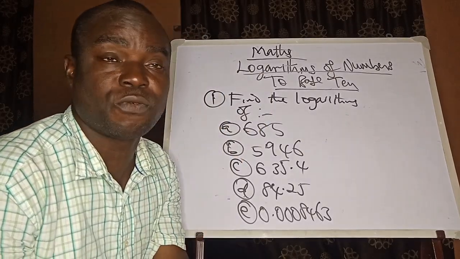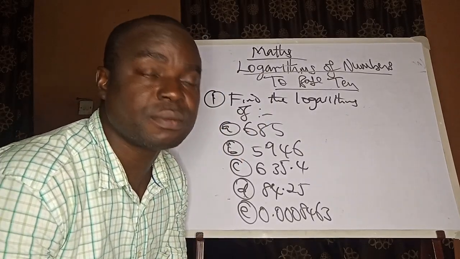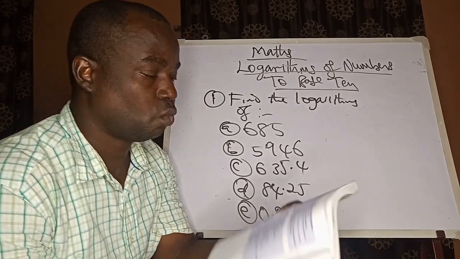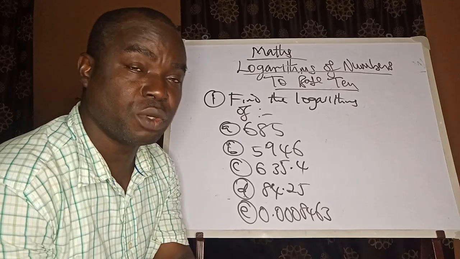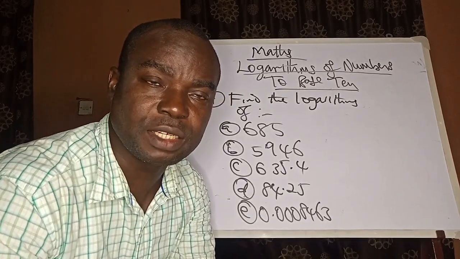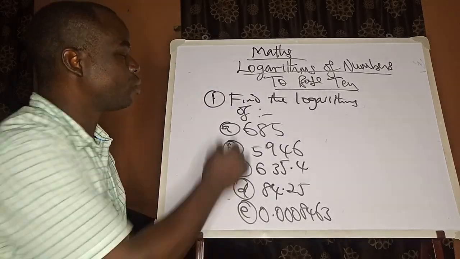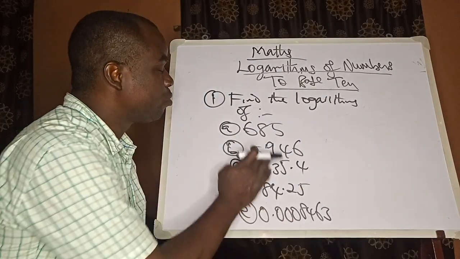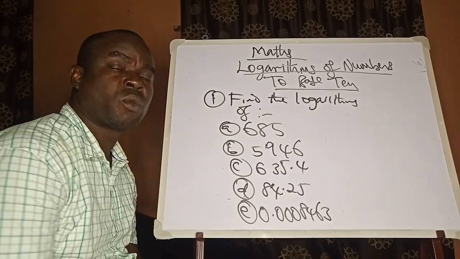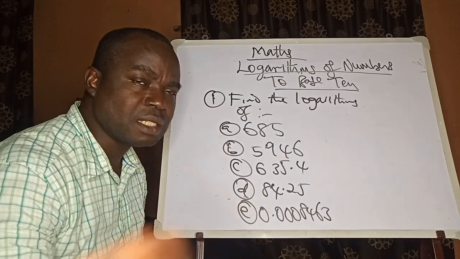Keep your four-figure table open now. We are using logarithm tables now to do this one. So my own is ready here. So anyone I ask you to find, you quickly find it from your own table. So now let's go. If you want to find the logarithm of this number, 685, the number does not have a decimal point.